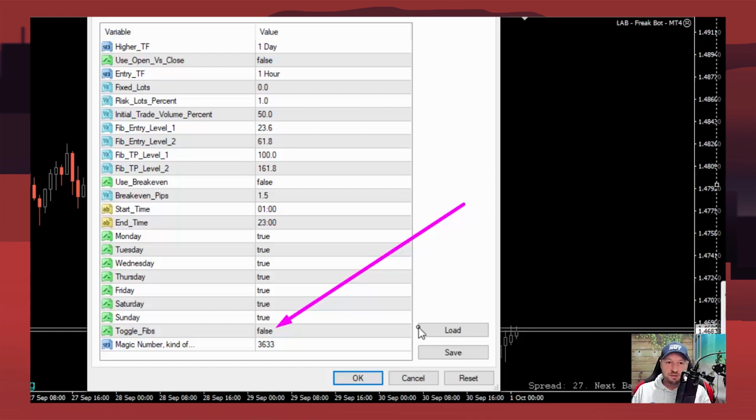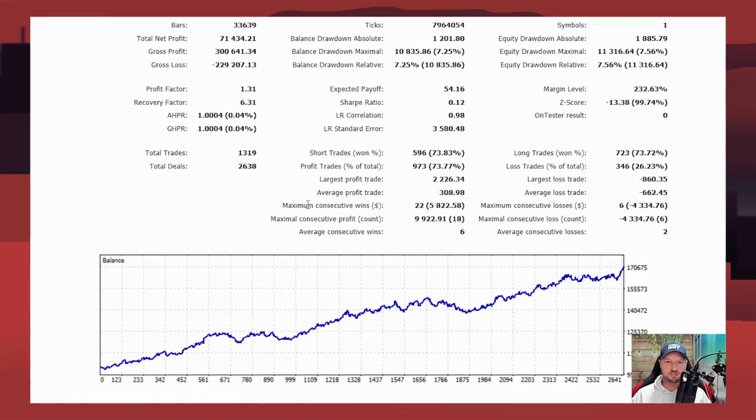Now let's jump in and have a look at some of the results that I've pulled out of the testing. So this is Euro US dollar. Some positives, negatives. The profit factor is not huge here. The number of trades, you've got to divide those by 2 because we've got 2 trades running at the same time. And the profit trades, 73%.